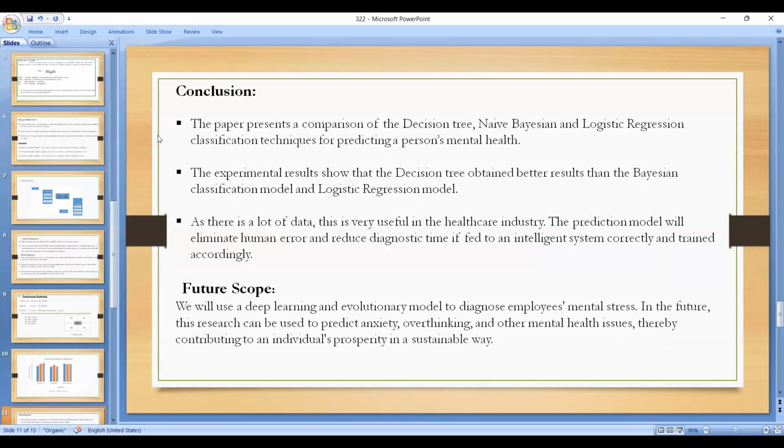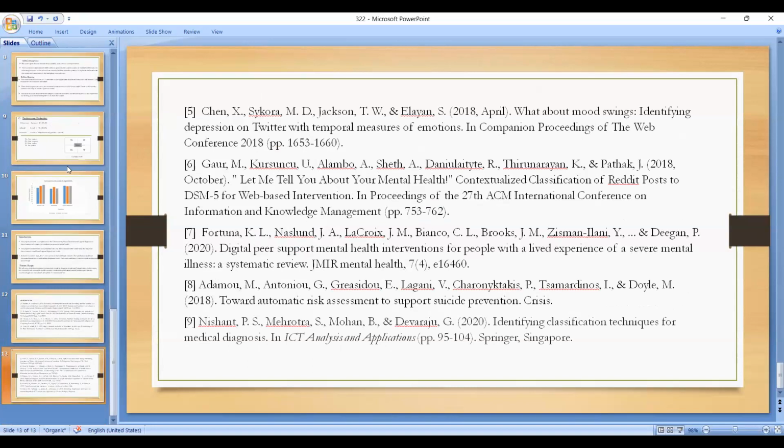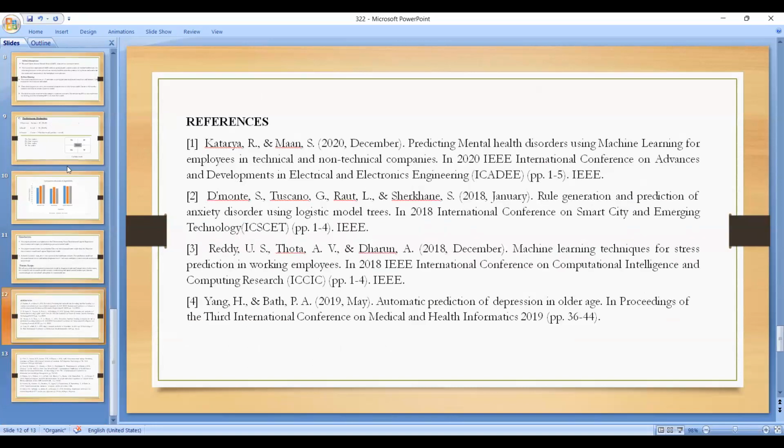As there is more data in the healthcare industry, if the prediction models are correctly trained and fed into the intelligence system, then they can reduce the human error and reduce the diagnostic times. In future, we will be using some deep learning techniques to evaluate mental stress, to predict the anxiety, overthinking, and other mental issues. And there are references. These are the references I have chosen.